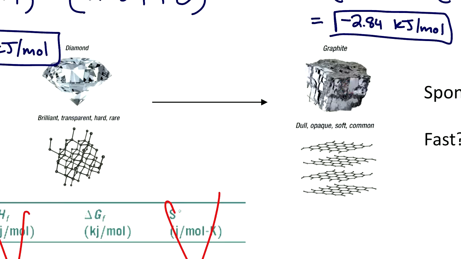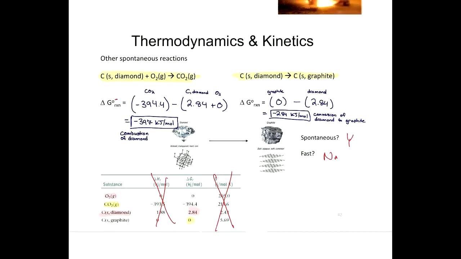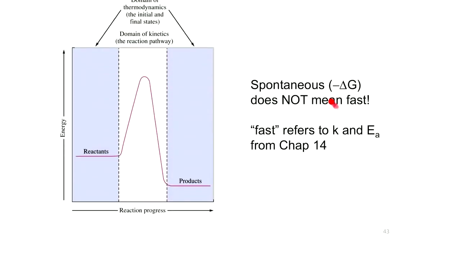Graphite, on the other hand, is more stable than diamond, but because the carbons are in these pleated sheets, a lot of bond breaking has to happen. Although it is spontaneous, it is not super fast because a lot of bonds have to break. But given enough time, if we're on this Earth for a very, very long time, we will see all the diamond on Earth convert to graphite. Here's an example. Just because it's spontaneous doesn't mean it's fast. Fast refers to K and equilibrium activation energy from chapter 14.